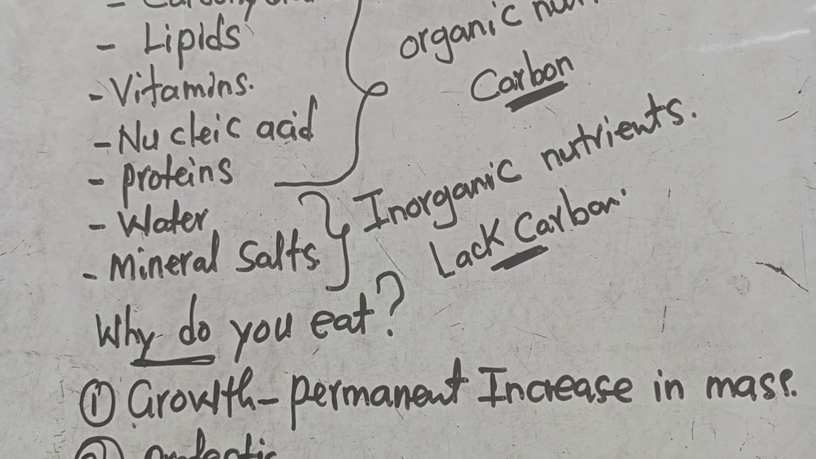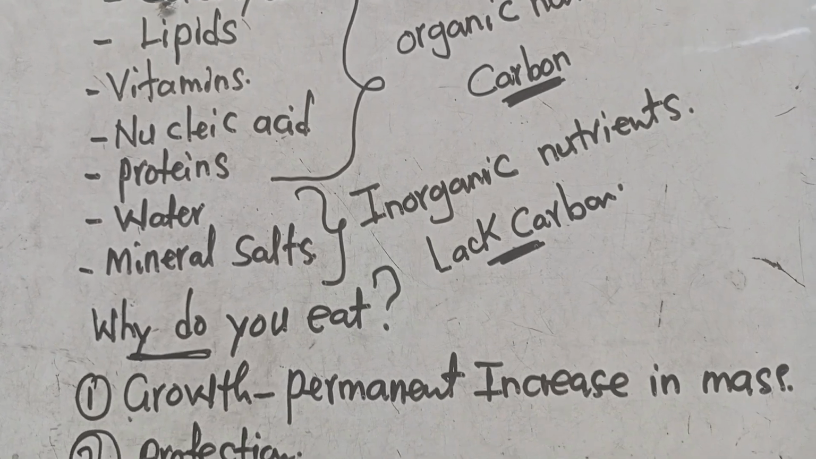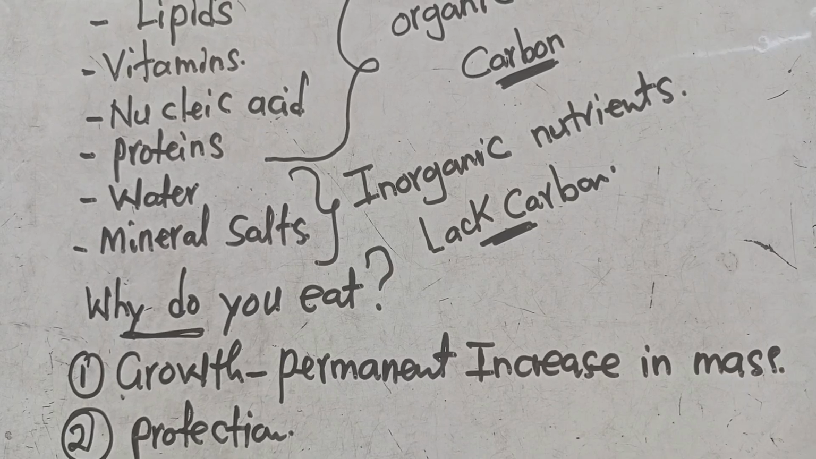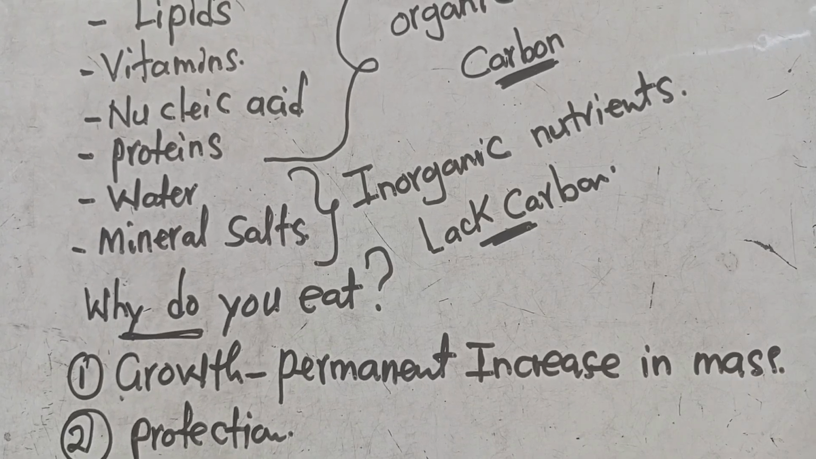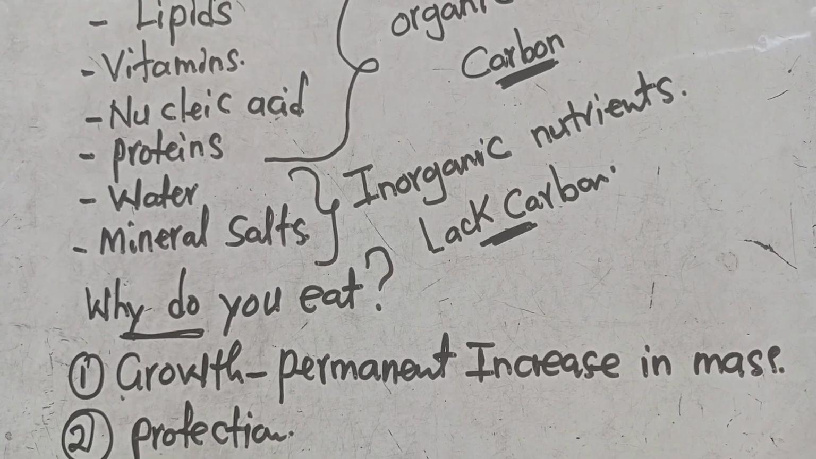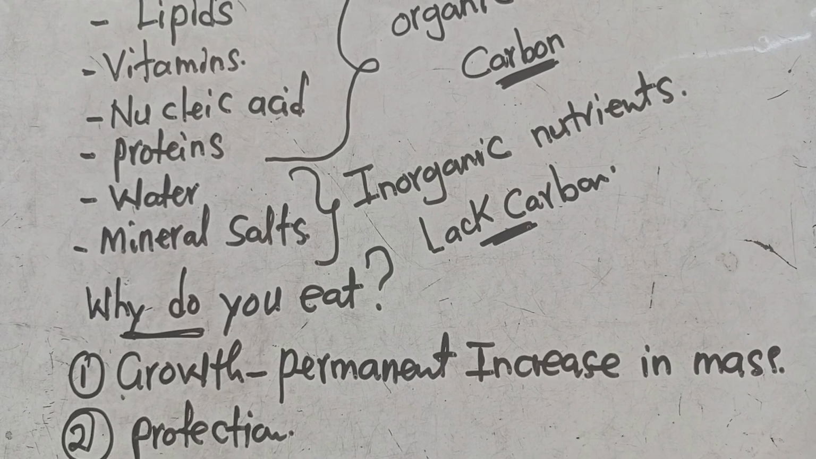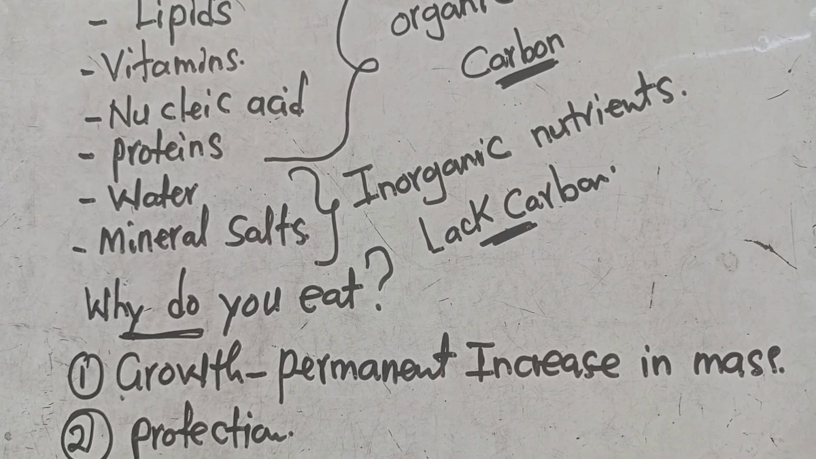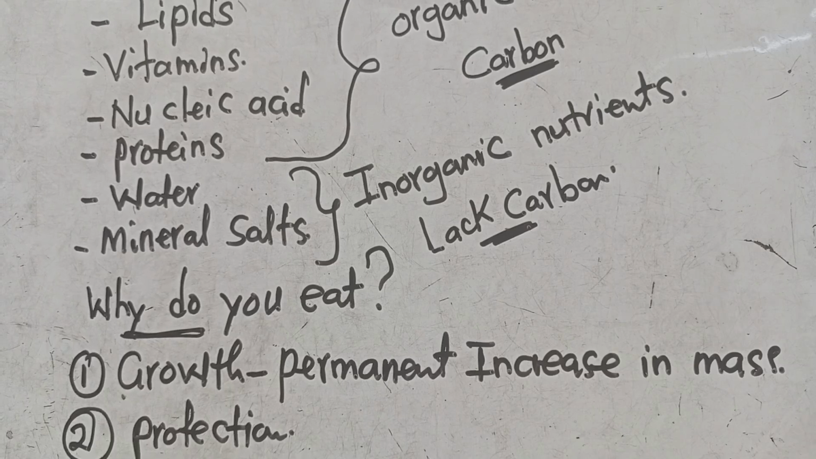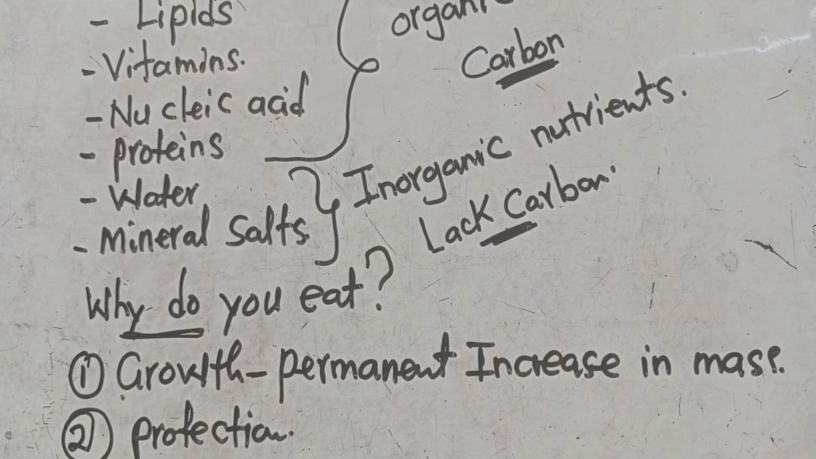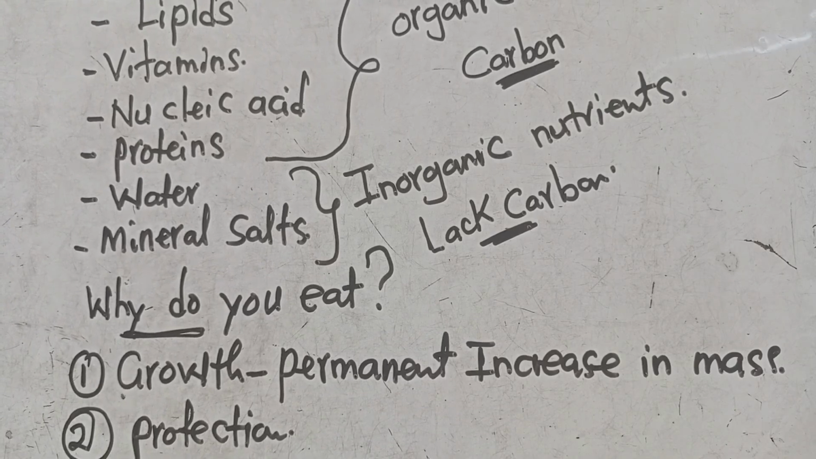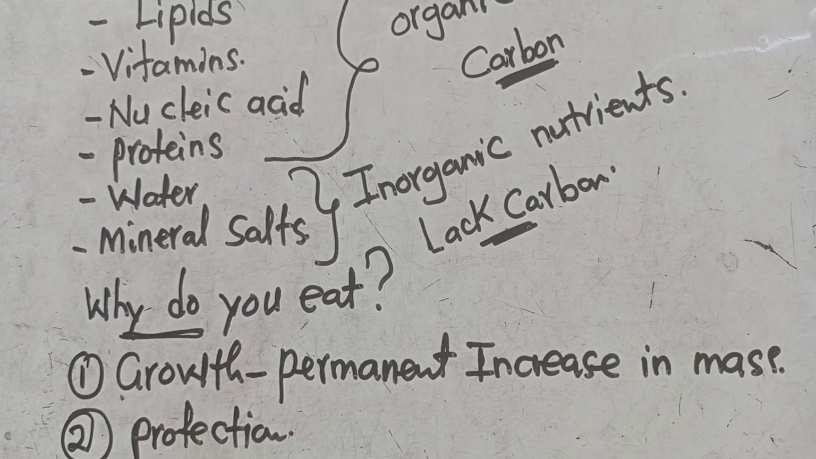So for what? For protection. You discover that there are certain food substances that we get to eat that boost the body's immune system. You know that immunity is the process by which the body is made resistant to certain diseases. So that is the process by which the body gets to resist diseases. So there are certain food substances that we get to eat that boost the what? The immune system. So this is also another reason why we get to eat.